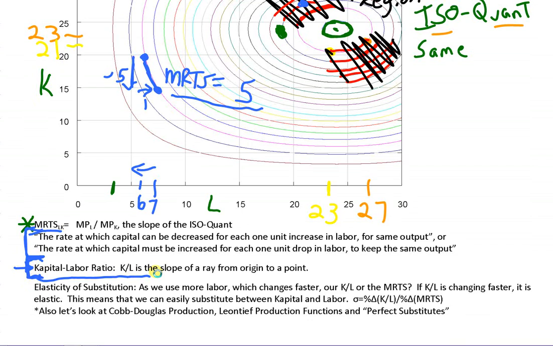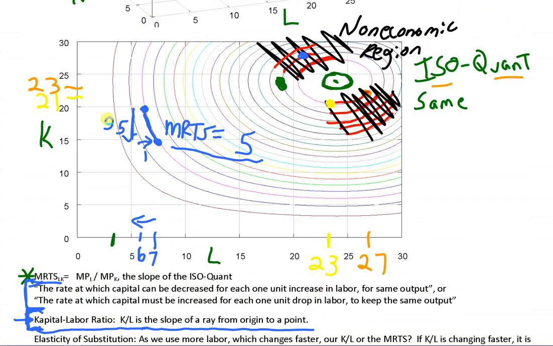It's just the ratio of how many machines we are using to how many workers we are using at a given point. And a way to visualize that capital labor ratio is the slope of a ray from the origin to a point. So let's look at that real quickly. So let's suppose we were at this first blue point. Let me erase some of this here. Okay, so let's suppose we were at this blue point where we're using 20 machines and 6 workers.